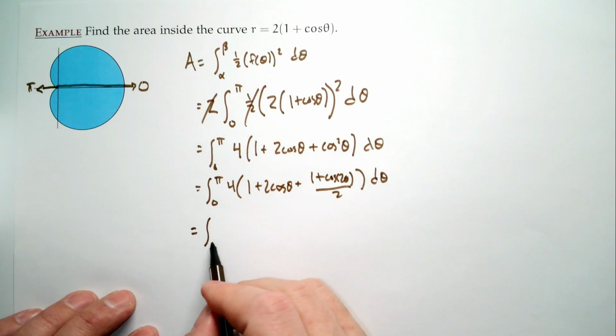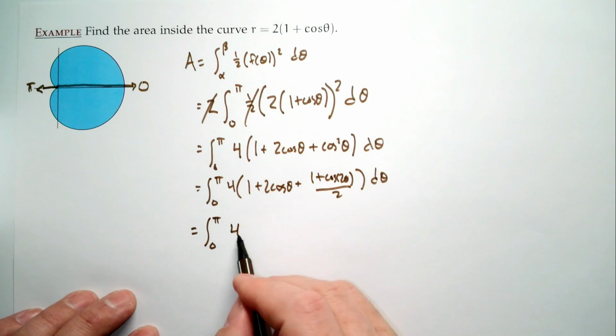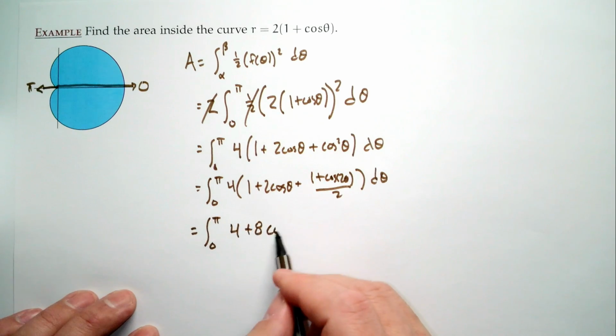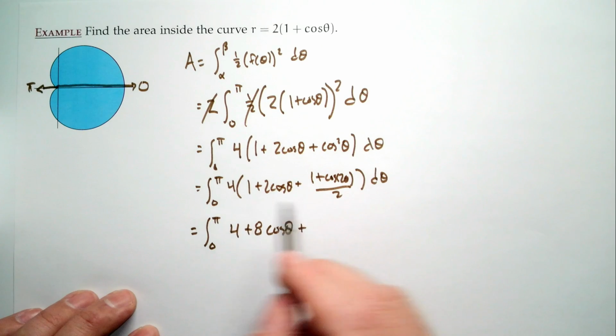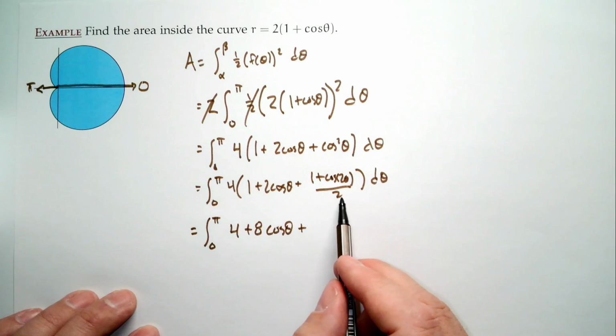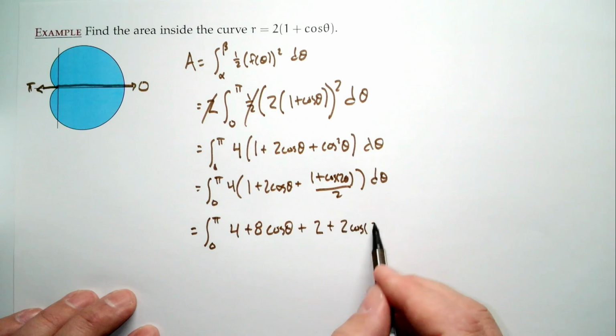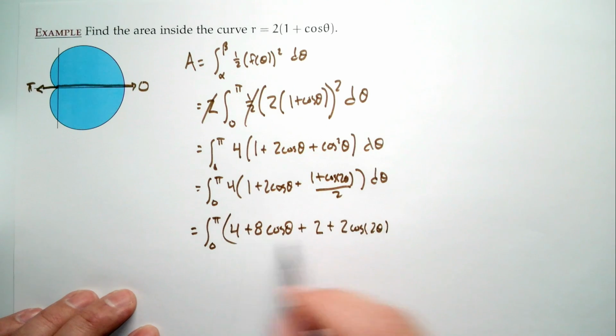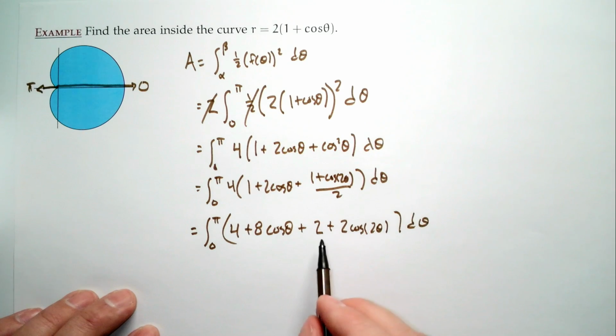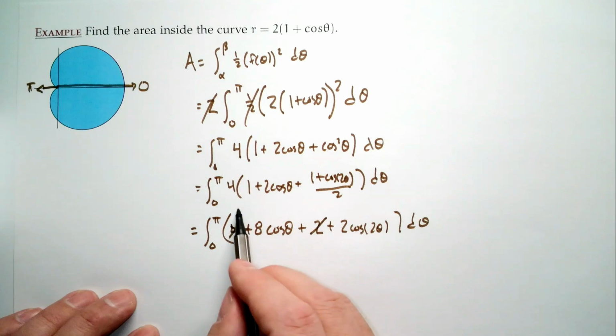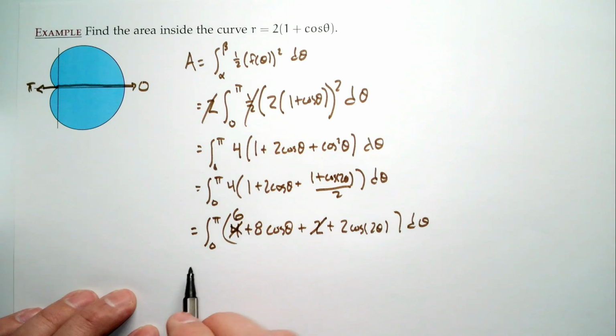So integral 0 to pi, 4 plus 8 cosine theta plus 4, and then divided by 2 makes that a 2. So you get 2 plus 2 cosine 2 theta d theta. And we probably should have been smart and said, well, look, the 4 and the 2, let's just put those together and make it 6. Okay. And now we're ready to integrate.